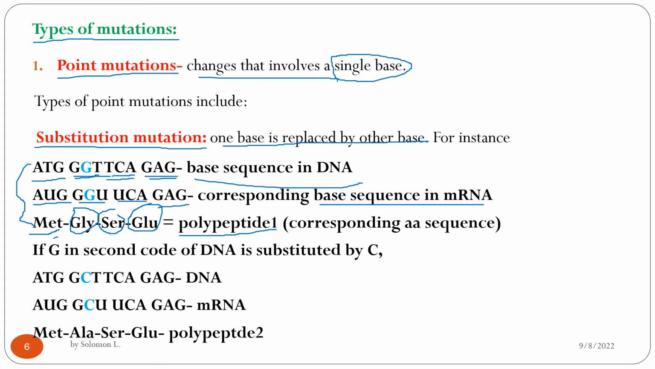If guanine in the second codon of messenger RNA is substituted by cytosine, then the DNA will be adenine, thymine, adenine, then cytosine, guanine, cytosine, thymine, because this cytosine replaces the guanine in the second codon, then thymine, cytosine, adenine, guanine, adenine, guanine. Then this adenine, thymine, guanine is transcribed into adenine, uracil, guanine.